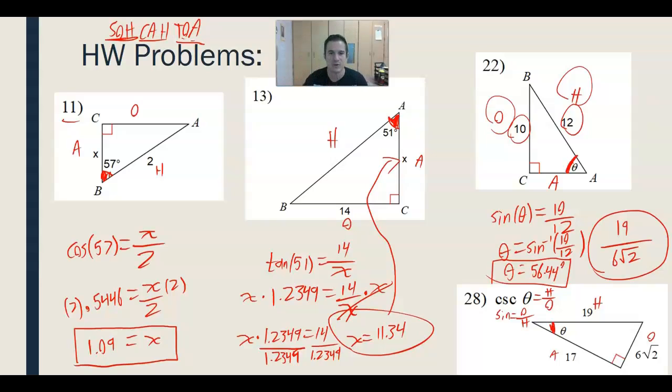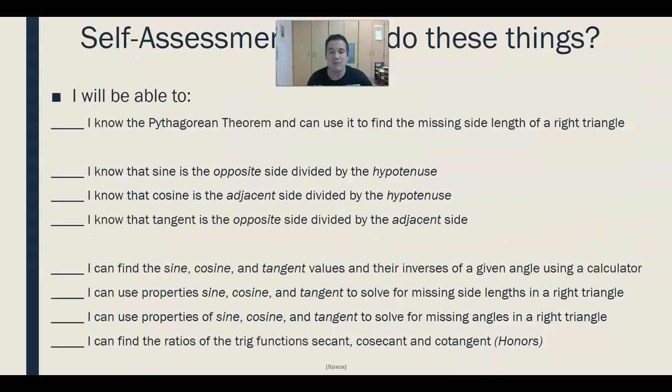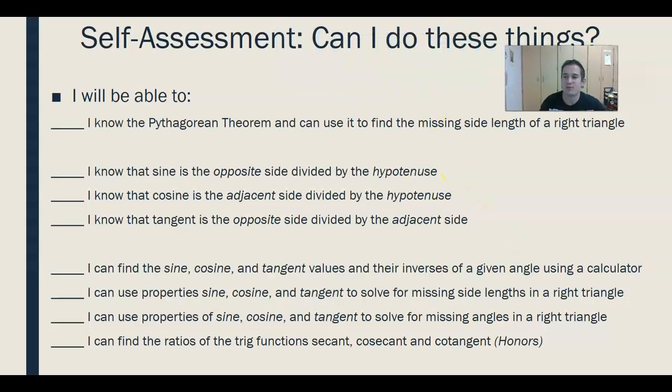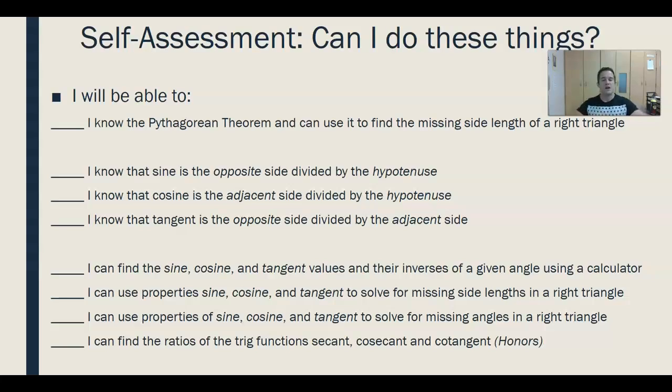Some of these problems will be combined with using the Pythagorean theorem on your homework, so watch out for that. But that's really everything. Again, that's a pretty quick overview of everything that you've learned associated with right triangle trigonometry. Hopefully nothing in this video was completely 100% new. Hopefully you've heard everything in this video at least a little bit before. But these are all the things that I hope you're able to do after this video.